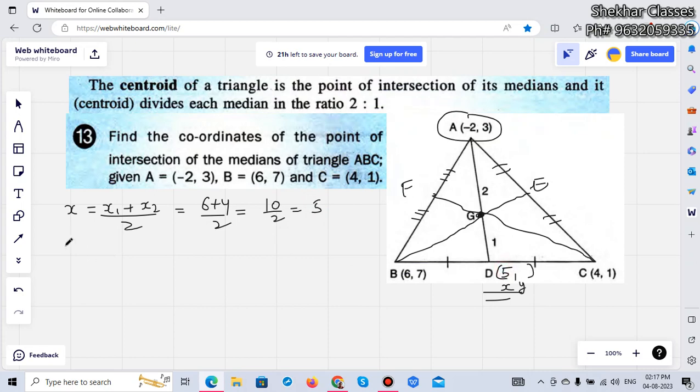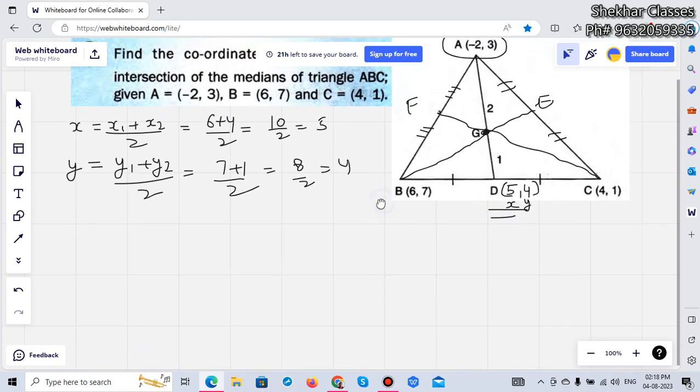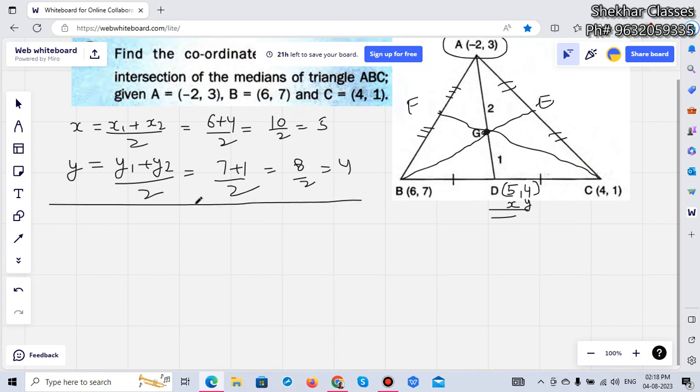Now in a similar way we can find Y also. Y is equal to Y1 plus Y2 upon 2, this is Y1, this is Y2, 7 plus 1 and that is 8 upon 2, that is 4. So Y is 4. Now we will use the section formula in this case. How? See, A has been given, so I'll just underline all of this.